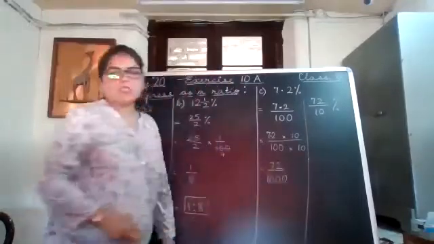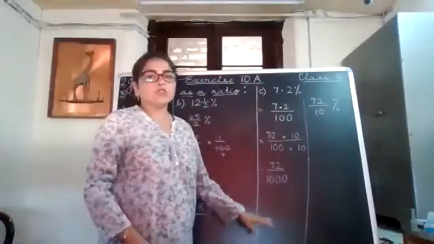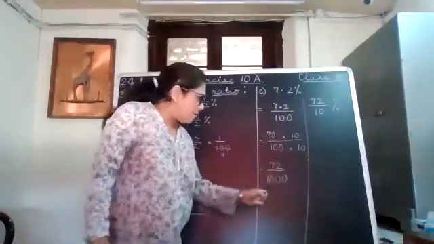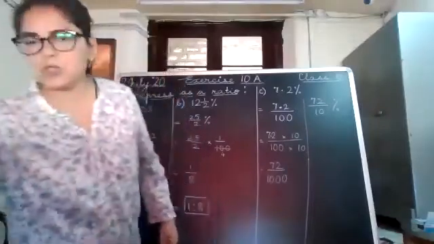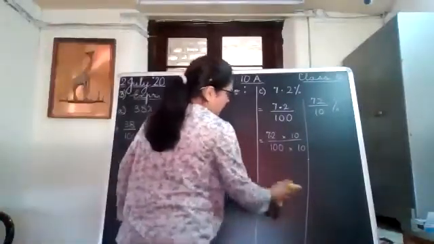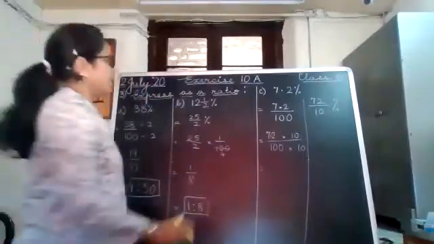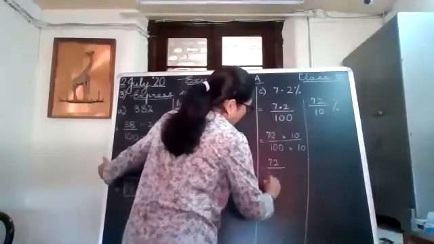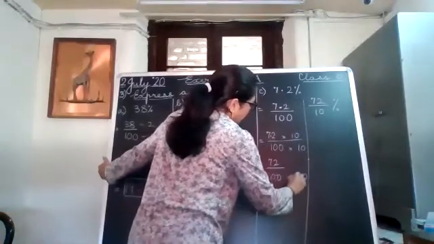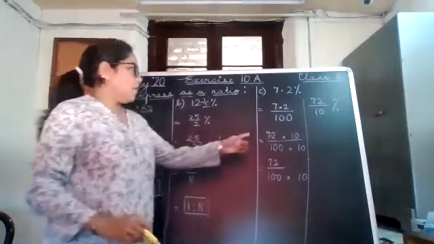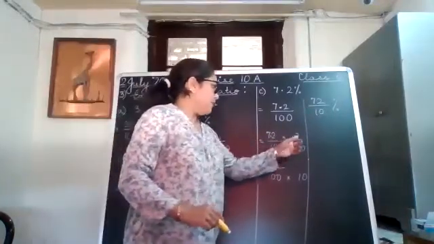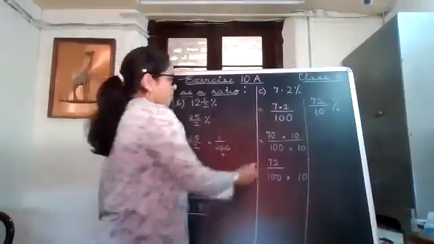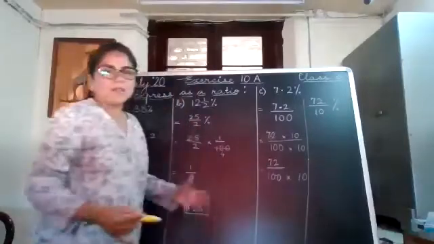Now you have to reduce this. If you want to make your work easy, you know that ultimately you have to reduce these. So don't multiply and make the number too big for you to reduce. So what you can do is, after this step, you can write 72 upon 100 into 10. Okay, you can write it like this. Because you multiplied 7.2 into 10, it has become 72. So you write it in this form. But here you don't multiply this and make it a very big number.